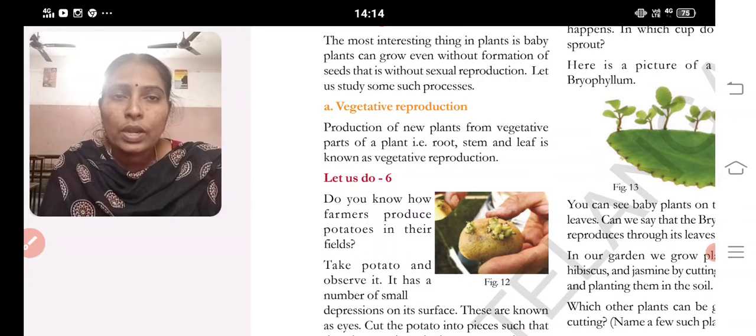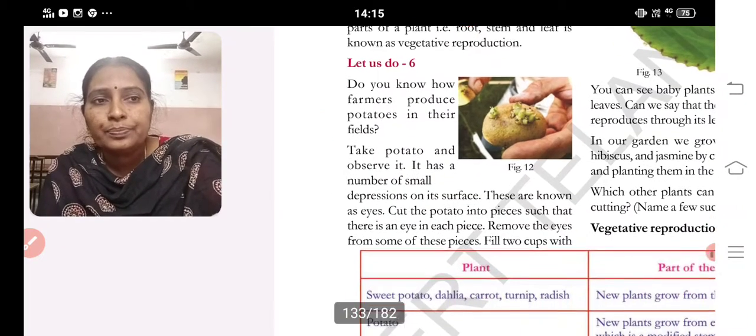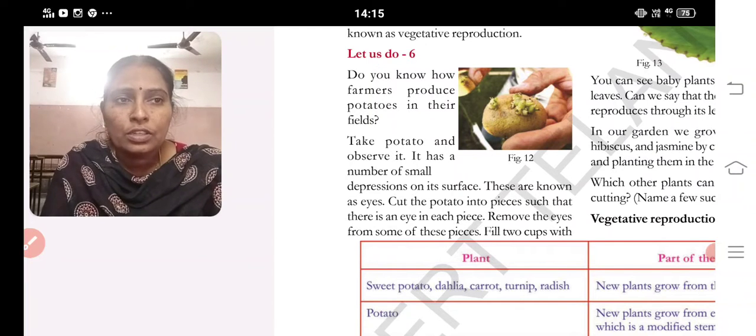Take a potato and observe it has a small number of depressions on its surface. They are known as eyes. Cut the potato into pieces such that there is an eye in each piece. Remove the eye from some of these pieces.